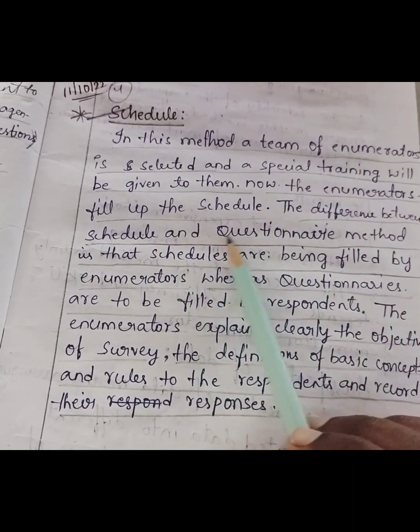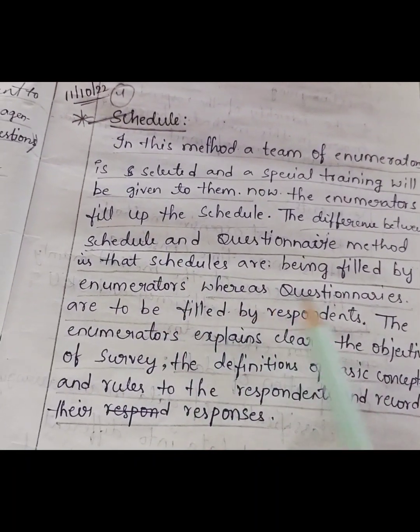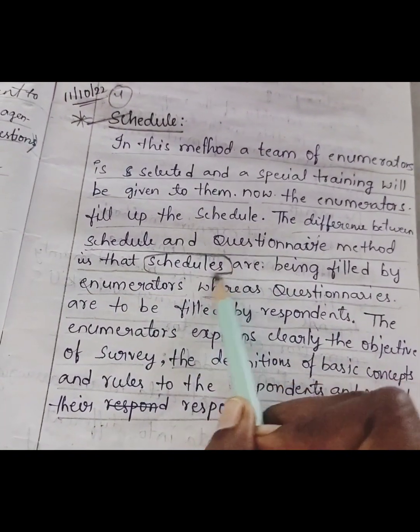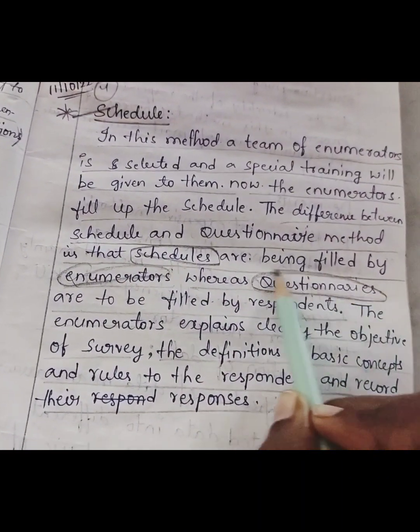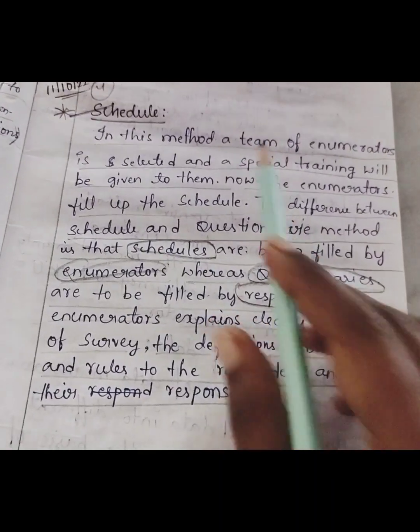So the difference between the schedule and questionnaire method is that schedules are filled by enumerators, whereas questionnaires are to be filled by the respondent. I have told you already, schedules have to be filled by enumerators, the investigators, whereas questionnaires have to be filled by the respondent. So this is the only difference we have. So this is the second point you can write.